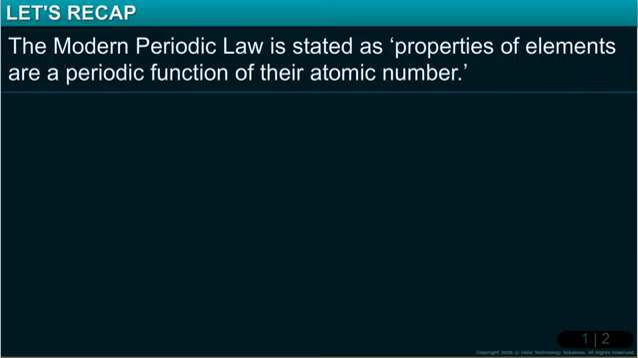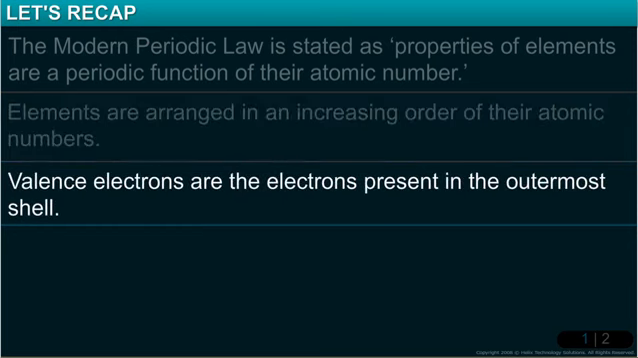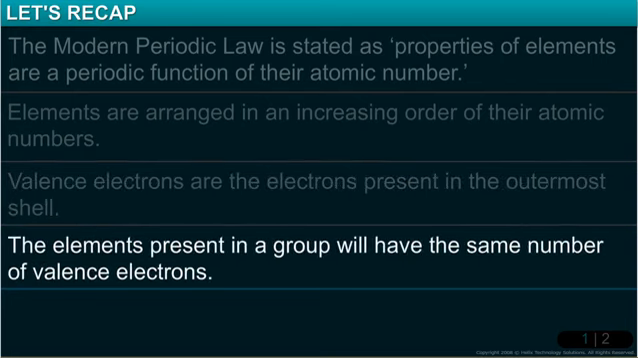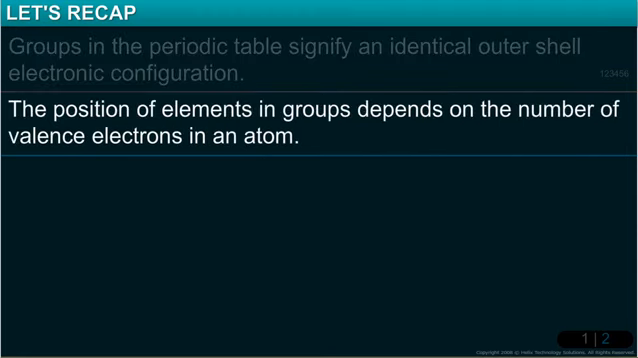In this module, you have learnt that the modern periodic law is stated as: properties of elements are a periodic function of their atomic number. Elements are arranged in an increasing order of their atomic numbers. Valence electrons are the electrons present in the outermost shell. The elements present in a group will have the same number of valence electrons. Groups in the periodic table signify an identical outer shell electronic configuration. The position of elements in groups depends on the number of valence electrons in an atom.